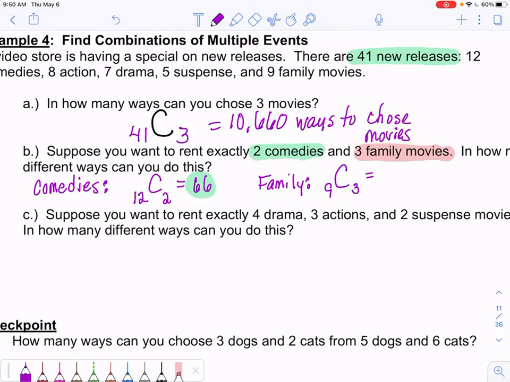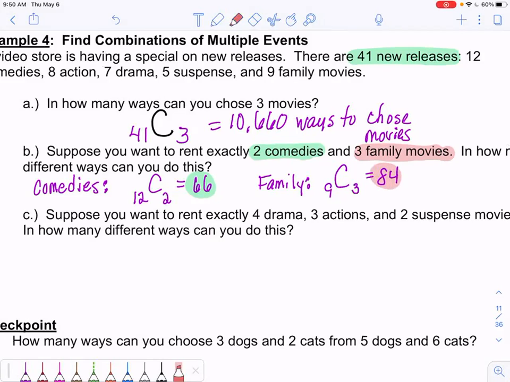504? The number seems good. Is that right? Yeah, 504. Did you use a P or a C? There we go. 84? There we go. No worries.